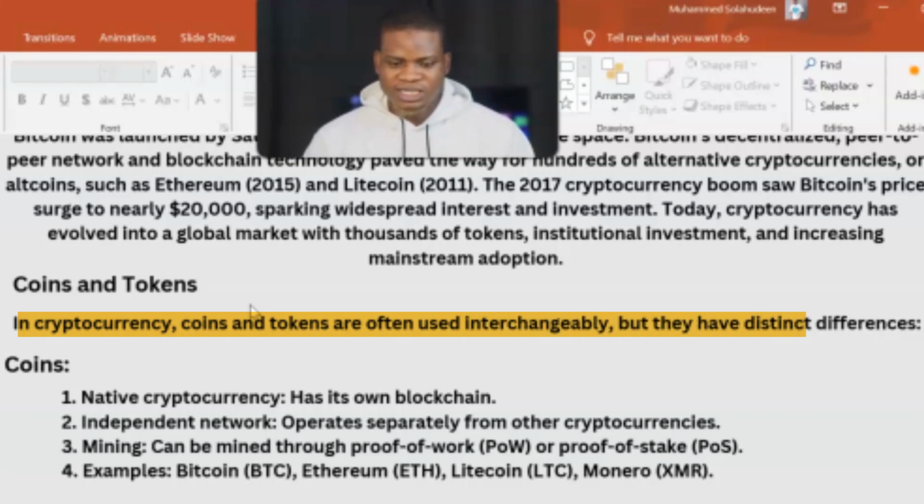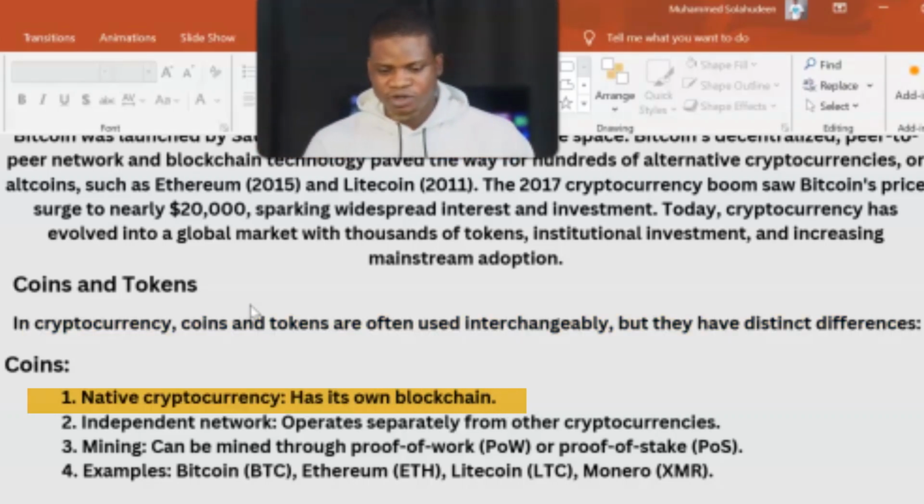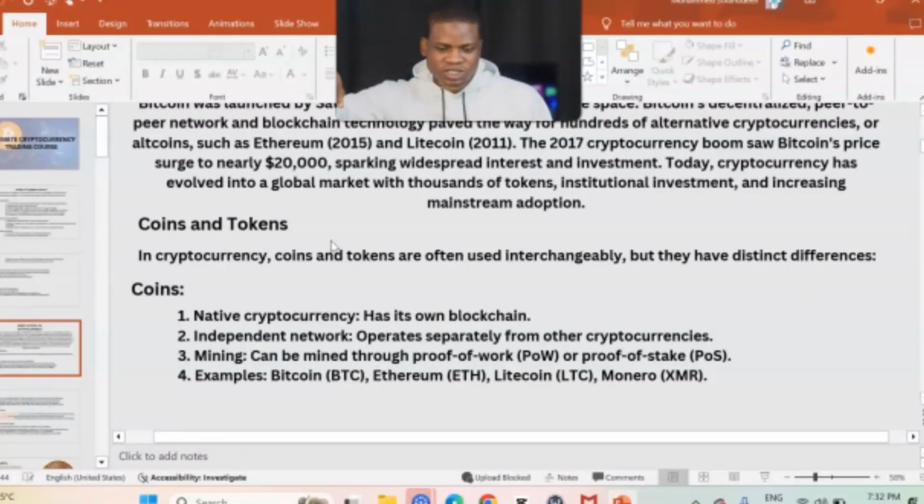In cryptocurrency, coins and tokens are often used interchangeably, but they have distinct differences. So let's talk about coins, because in the crypto market you hear, I've bought that coin, I've bought that token. What do these things mean? So a coin is a native cryptocurrency that has its own blockchain. Most times, tokens do not have their own blockchain. They rely on the blockchain of a particular coin.